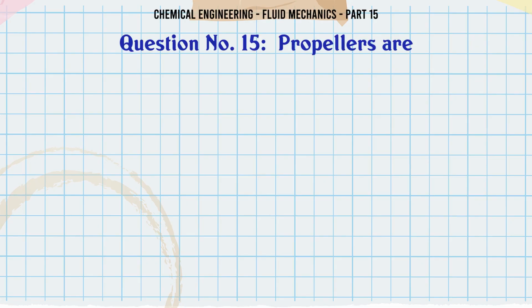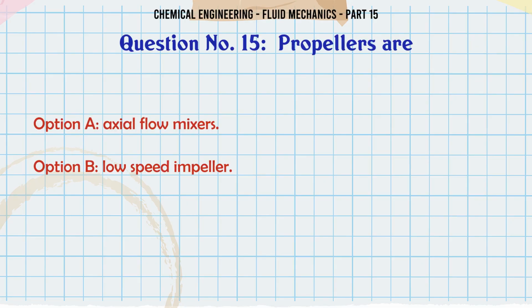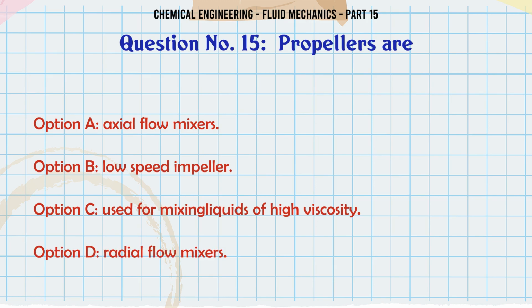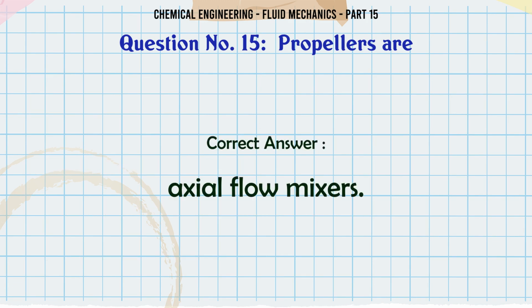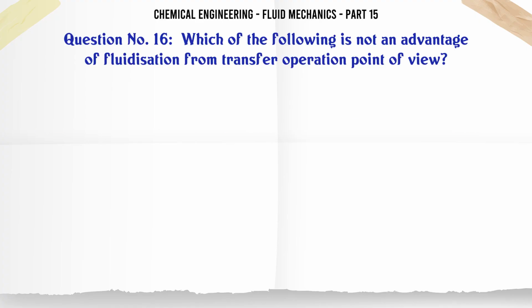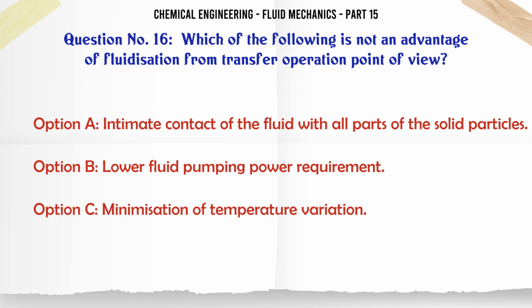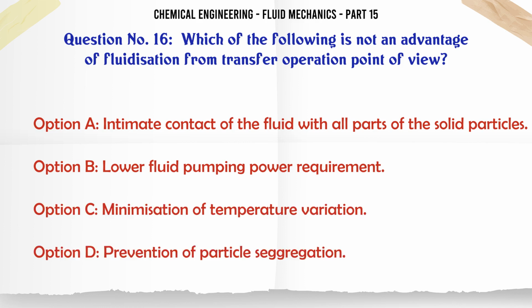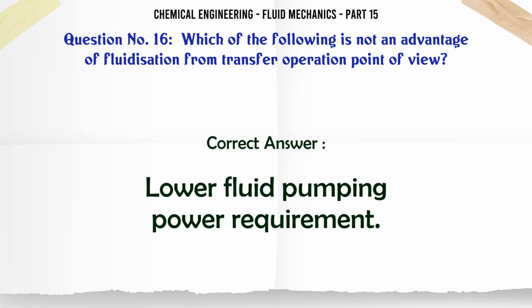Propellers are: A, axial flow mixers; B, low speed impellers; C, used for mixing liquids of high viscosity; D, radial flow mixers. The correct answer is axial flow mixers. Which of the following is not an advantage of fluidization from transfer operation point of view? A, intimate contact of the fluid with all parts of the solid particles; B, lower fluid pumping power requirement; C, minimization of temperature variation; D, prevention of particle segregation. The correct answer is lower fluid pumping power requirement.